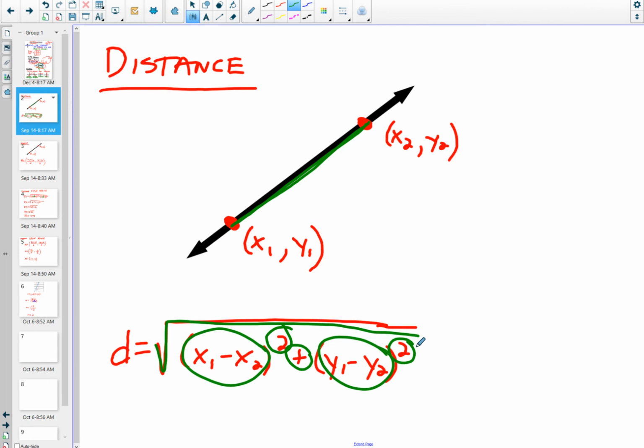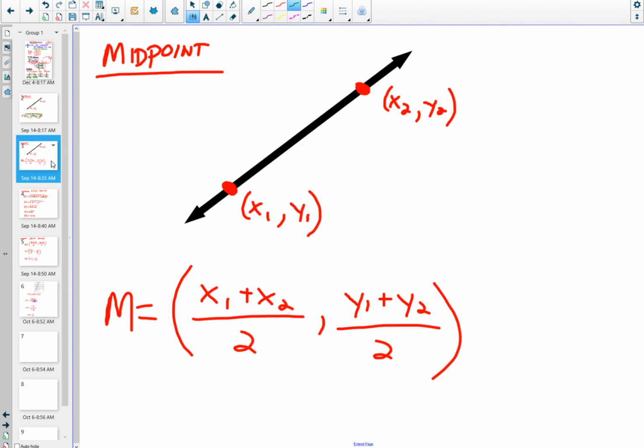Midpoint also requires two points. If you don't write this all down, it'll be online by this afternoon. This is probably considered the easiest, because all you're doing is taking the average. You're adding the x's and dividing by 2, and then adding the y's and dividing by 2. And that will give you the midpoint. All that tells you is, where's the point in the middle?